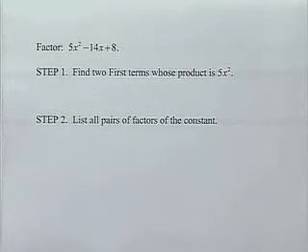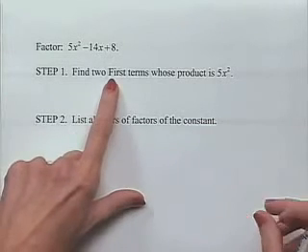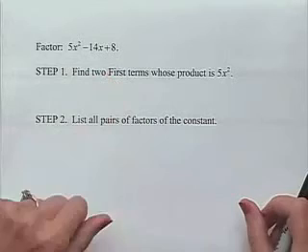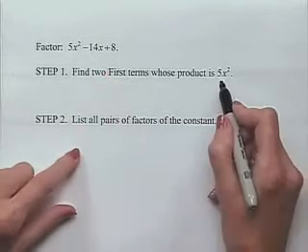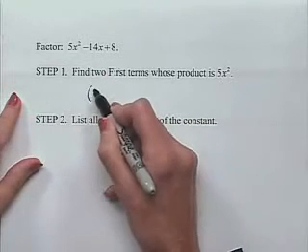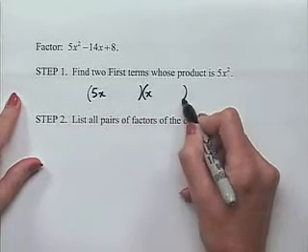In our next example, we're going to look at a trinomial where the leading coefficient does not equal 1. We want to factor 5x squared minus 14x plus 5. This time we need to find two first terms whose product is 5x squared. There's the F in our FOIL method. Well, to end up with a product of 5x squared, we really only have one choice. This is going to be 5x multiplied times x.